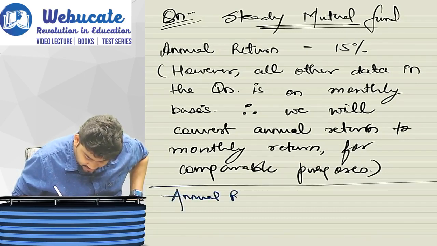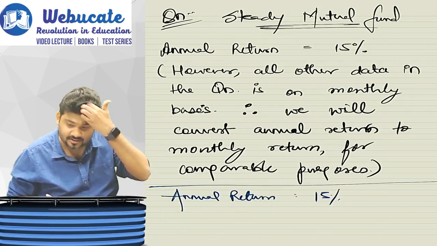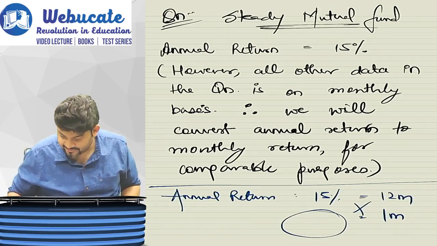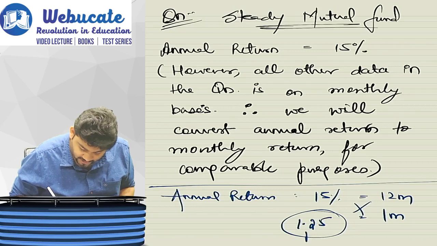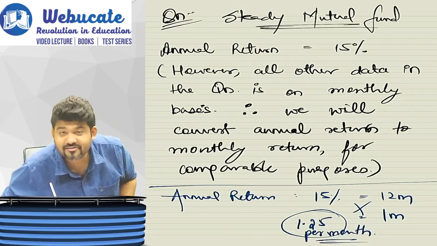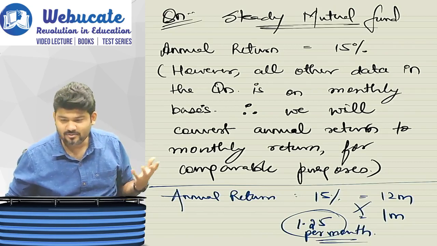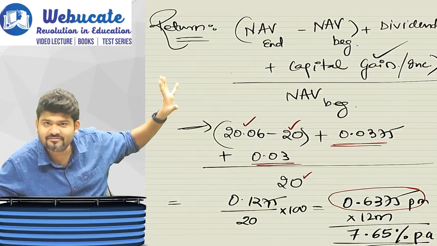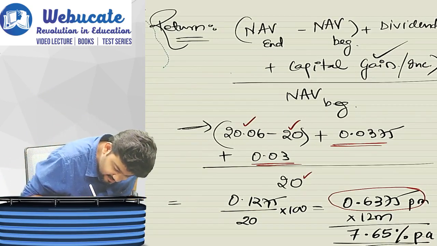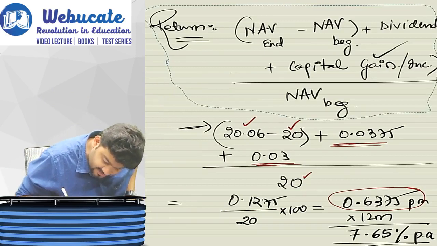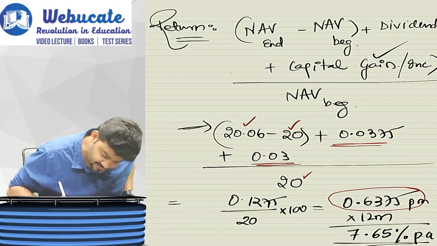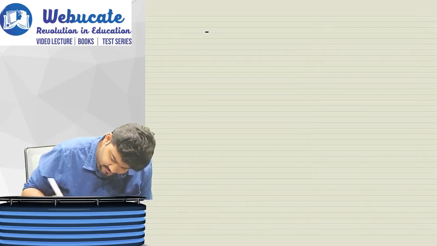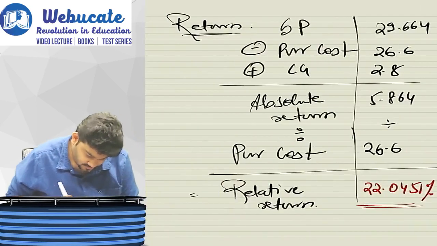What is the annual return? It is 15%. So if this is for 12 months, how much is it for 1 month? We will cross multiply. So 15 divided by 12 will give us 1.25 per month. Got it, everyone? Now, all we have to do is use the same formula that we have. This is the return formula that we will use. So, let's write it down here. Return is equal to. Are you going to write this in your notes? Please do that. Good. Just a moment.